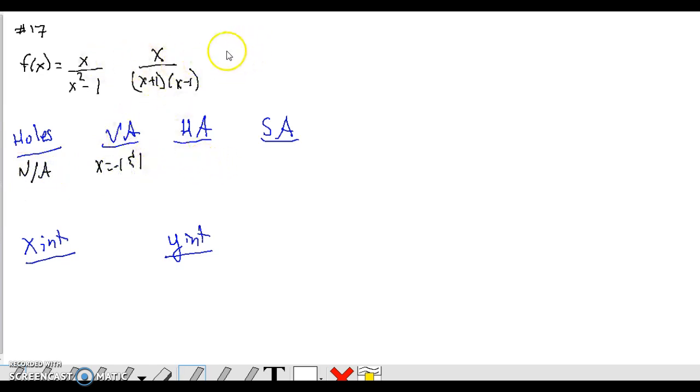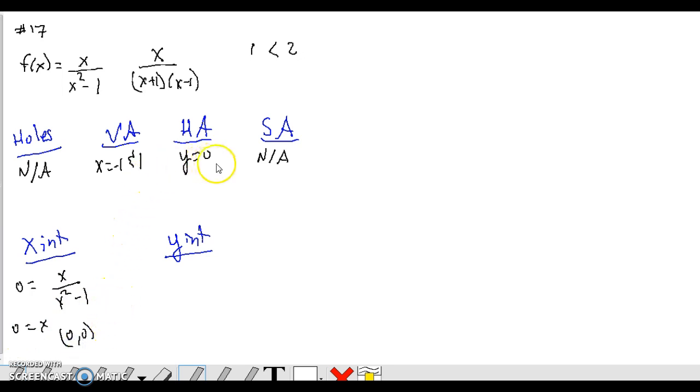This time, notice that it's 1 on the top and 2 on the bottom, so we should be at y is equal to 0. We do not have a slant asymptote. Okay, so horizontal asymptote at y is equal to 0. Set our equation equal to 0. We're going to get 0 is equal to x. So notice that we have an x-intercept at 0, which is interesting. Notice that you have a horizontal asymptote at y is equal to 0. So this is what I was talking about, how our graph can cross your horizontal asymptote. So I'll show you in a second.